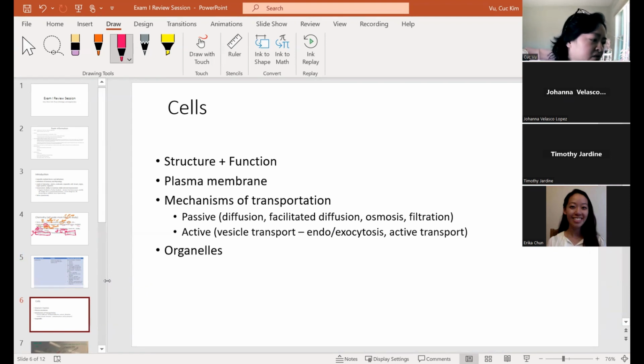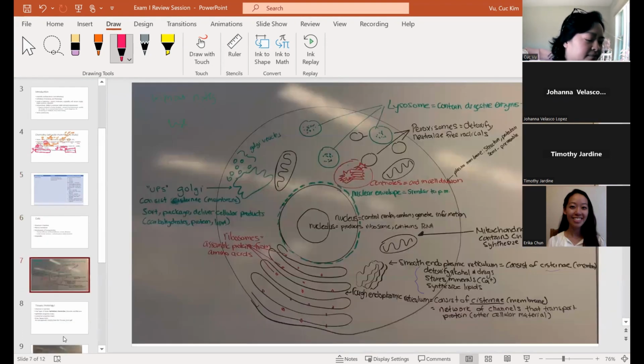Draw and label. So do something like this, okay? So I draw out the cell, I label what it's called, what its function is, and then I would pull out my notes and I will compare. What am I missing? Or what do I have wrong?